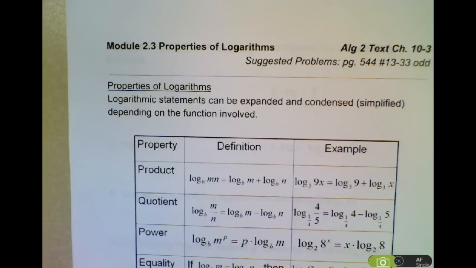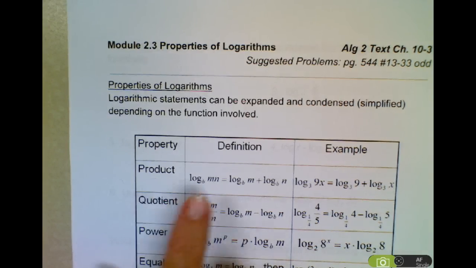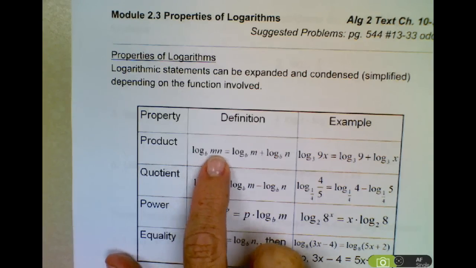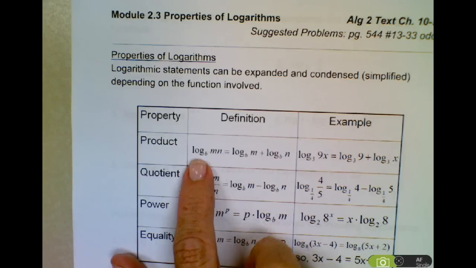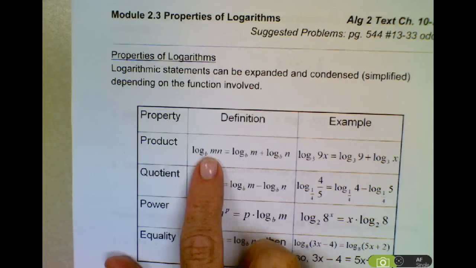Logarithmic statements can be expanded and condensed. You might even see the word simplified, depending on the function involved. Okay? So, the first one is the product property. If you see a logarithm, log_b(mn), meaning that this can be split down into 2 factors, or even more than 2 factors, then if you take the log of the first and add it to the log of the second, you will come up with the log of the product.